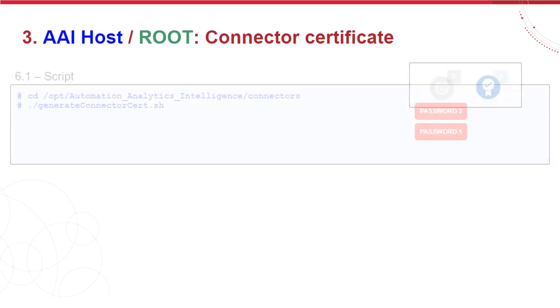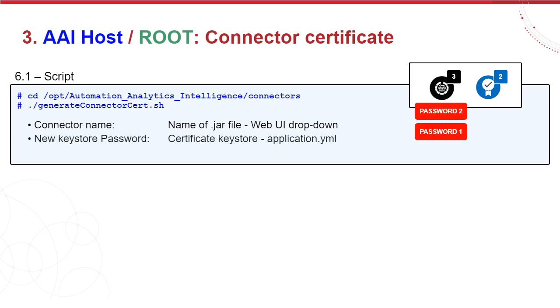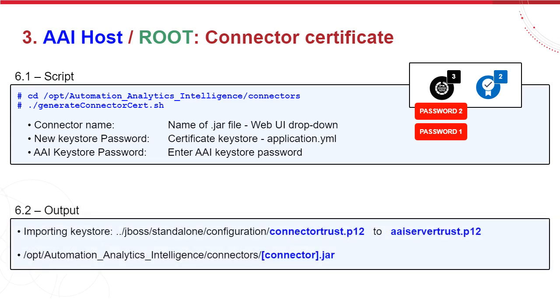We use the generate connector cert.sh script. The jar certificate name should be the name of the connector in application.yaml, used for the scheduler connection. This requires a key store which gets its own password, password 2. Then we confirm the AAI key store password, password 1. The trust store is updated with the new information and added to the server trust store. The jar file is created in the connectors directory.